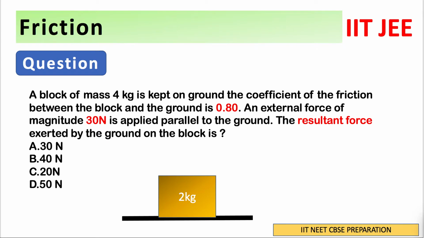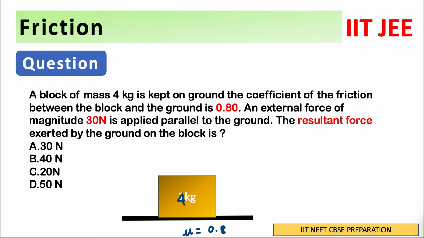Hello guys, let us take a look at this question. It says that a block of mass 4 kgs is kept on the ground and the coefficient of friction between the block and the ground is 0.8. So basically what they're saying is that this is a 4 kg block, not 2 kg, 4 kg block, and the coefficient of friction, nu, is equal to 0.8.